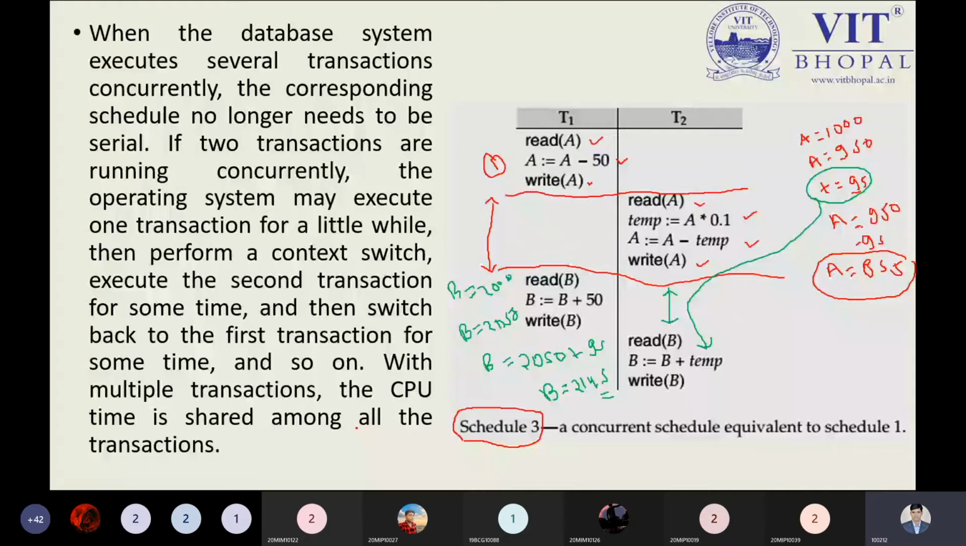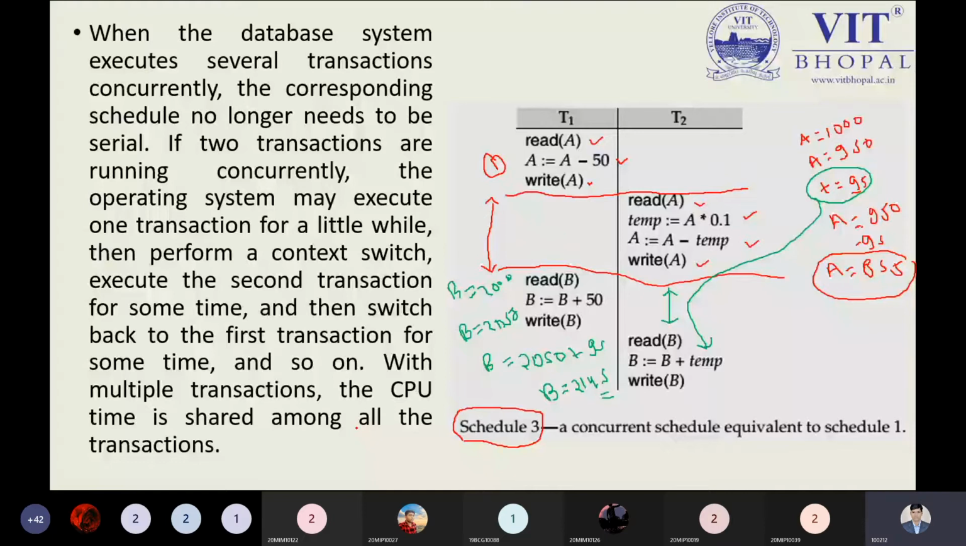Now I'm going back to T1 for execution of the remaining set of instructions. You can say read B. I'm reading B, and what is the B value? 2000. So B equals B plus 50, that is B equal to 2050. It will be the final value after writing B.